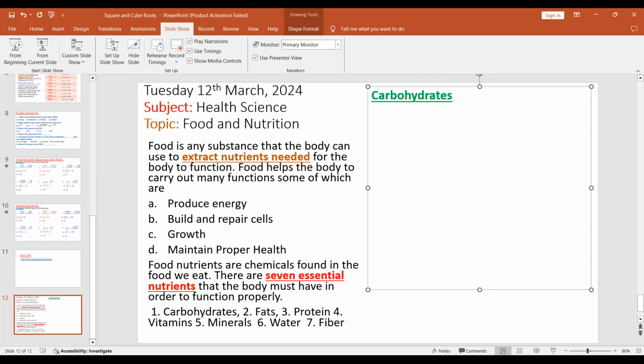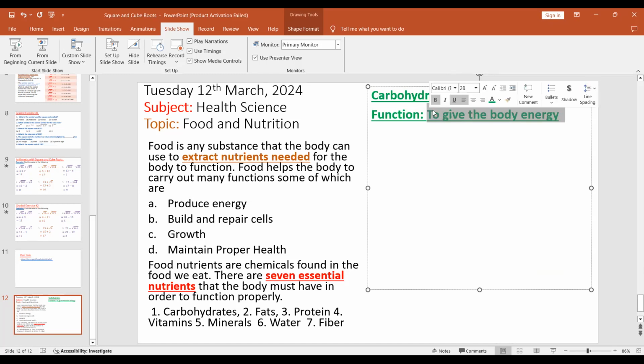So the function of carbohydrates is to give the body energy. That's basically the main function. They give the body energy. And where could we find carbohydrates?